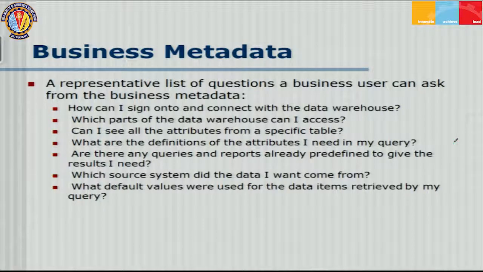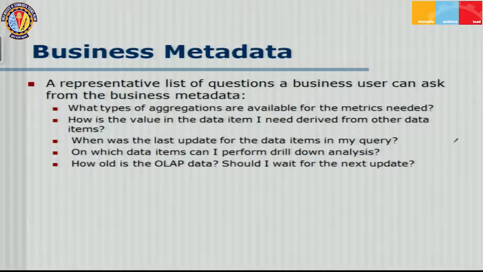What are the definitions of the attributes I need in my query? So I can go back and look at attribute definitions and their business meanings. Are there any queries and reports already predefined to give the results I need? I may want to look at the predefined queries and reports, so that I don't have to write the queries again and generate the reports again, or write the code for generating the reports. What default values were used for the data items retrieved by my query? All this information I can get from the business metadata, and this continues.